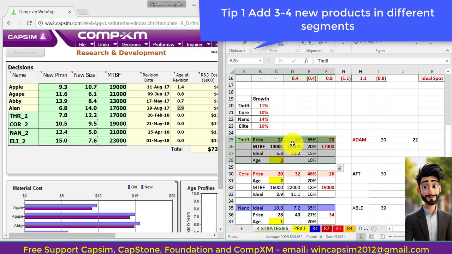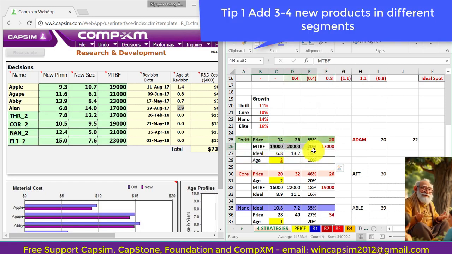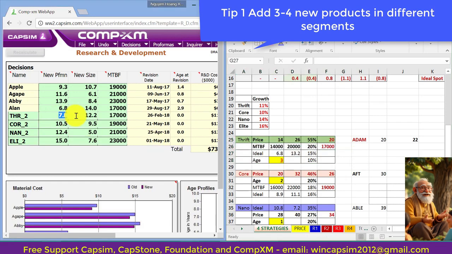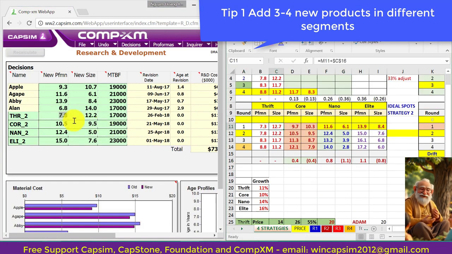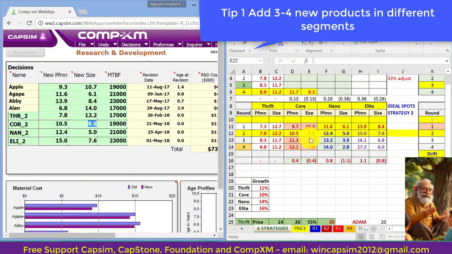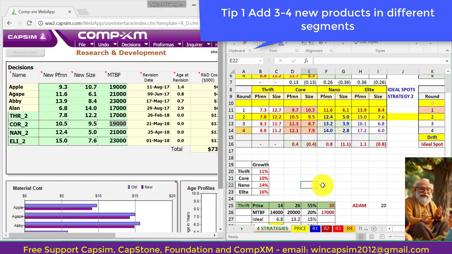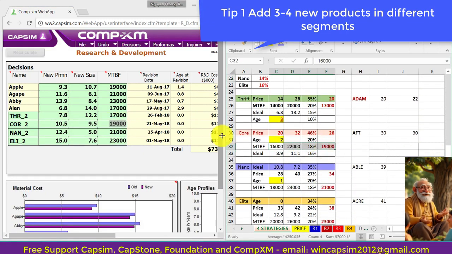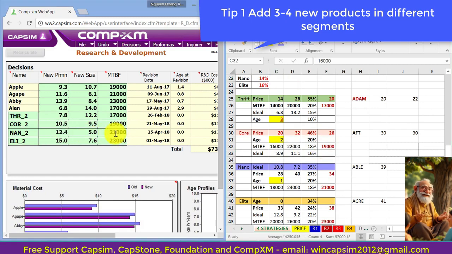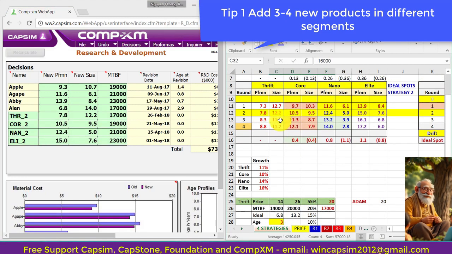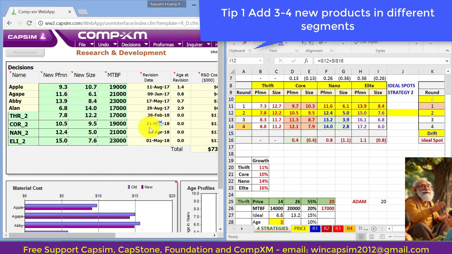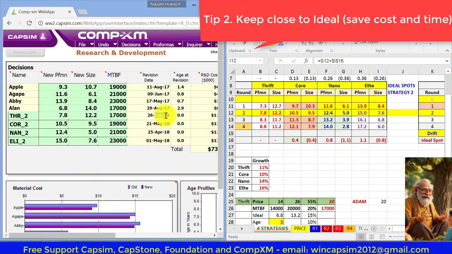Let's begin. Overview of CompXM. CompXM consists of 4 decision-making rounds, and it's much faster-paced than the main capstone simulation. You'll start the exam with 4 pre-existing products, each located in a specific segment: Thrift, Core, Nano, Elite. Unlike capstone, there are no additional segments, and you only manage 4 products initially, making the game more focused but also more compressed. Because there are only 4 rounds, every decision matters. There's no time to recover from mistakes, so planning ahead is critical.